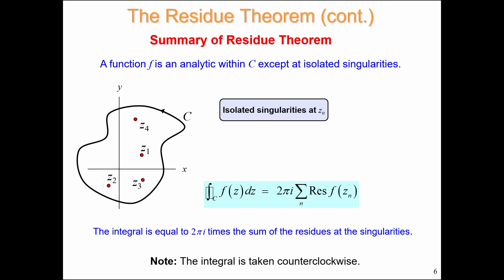Summary of the residue theorem. A function f is analytic within C except at isolated singularities. The isolated singularities at zn are shown in the figure. The integral over C of f of z dz equal to 2 pi i summation n of the residue of f of zn. The integral is equal to 2 pi i times the sum of residues at the singularities. Note the integral is taken counterclockwise.